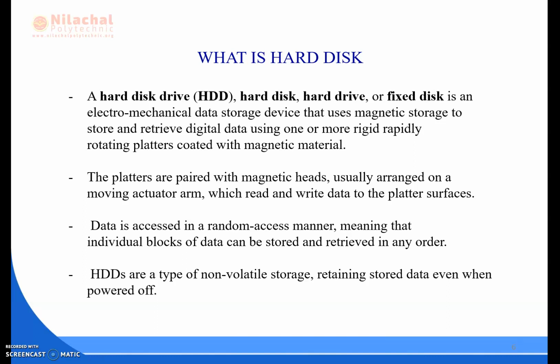Hard disks are basically non-volatile, or permanent, storage devices, retaining and storing data even when the power is off. So let's see some of the parts of the hard disk which help us to store and retrieve data.